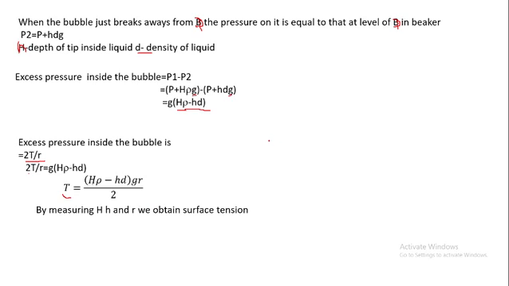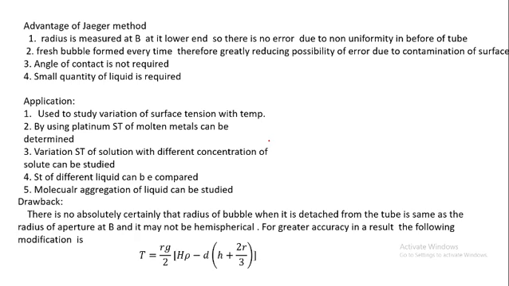So this is the working of the experimental determination of surface tension by Jaeger's method. Keep in mind it is a very simple experiment, but they will ask a question for 4 marks. It's a simple construction and simple working, so you should remember it. Now, what is the advantage of Jaeger's method?